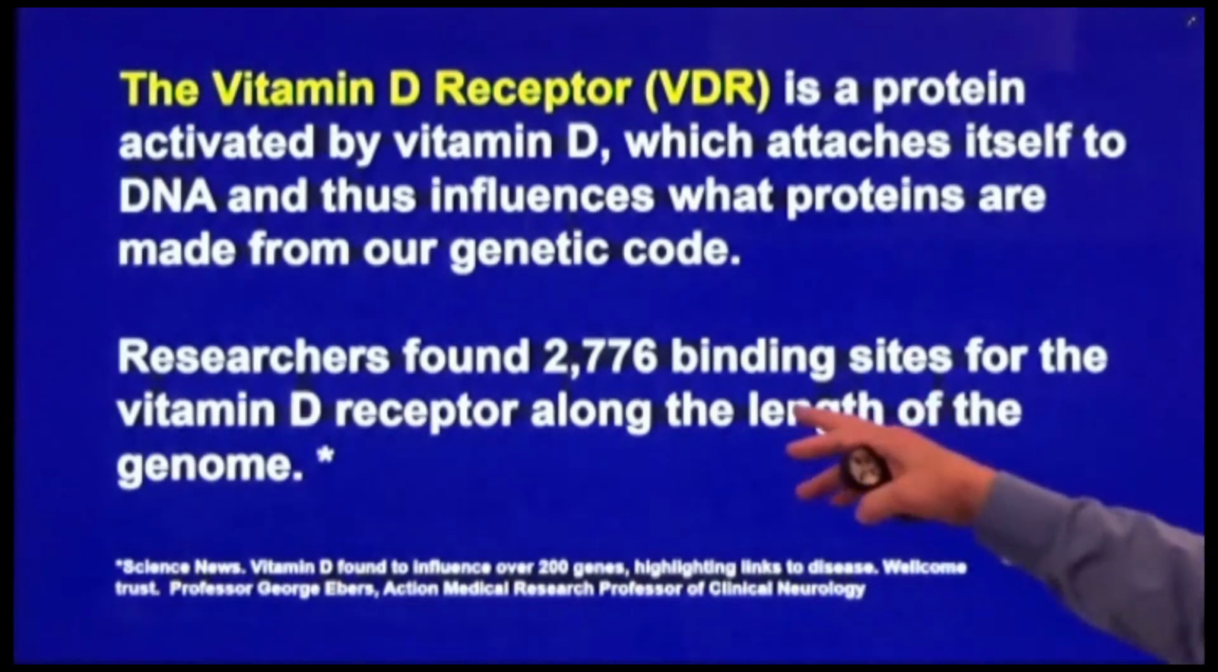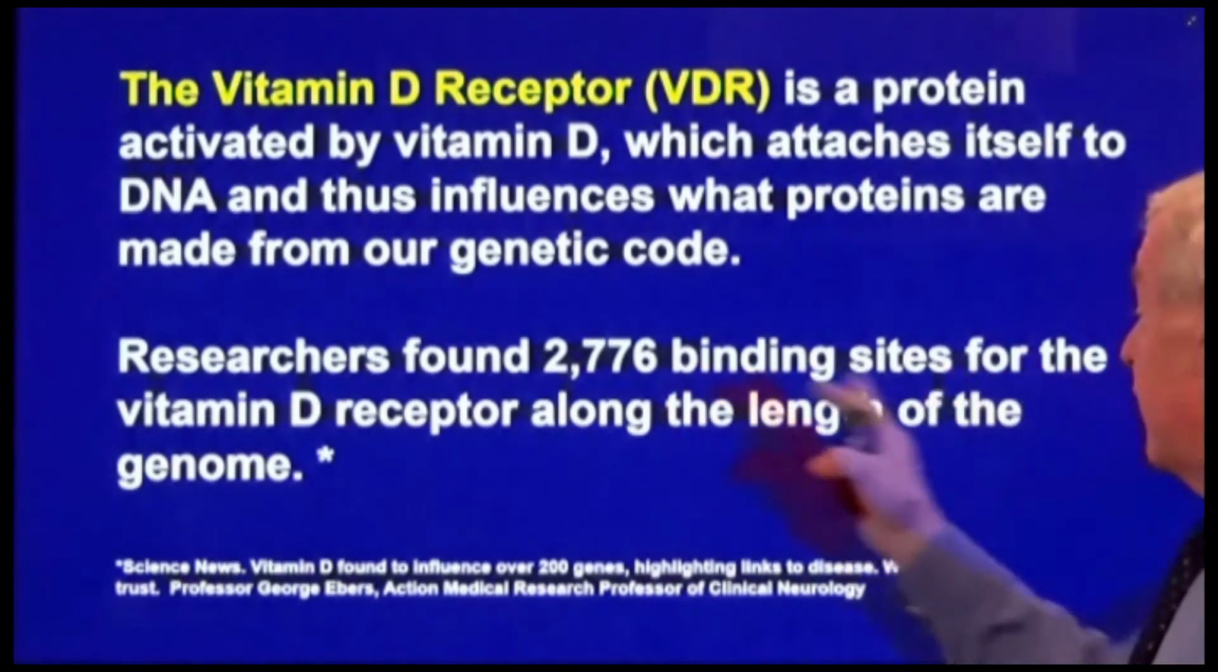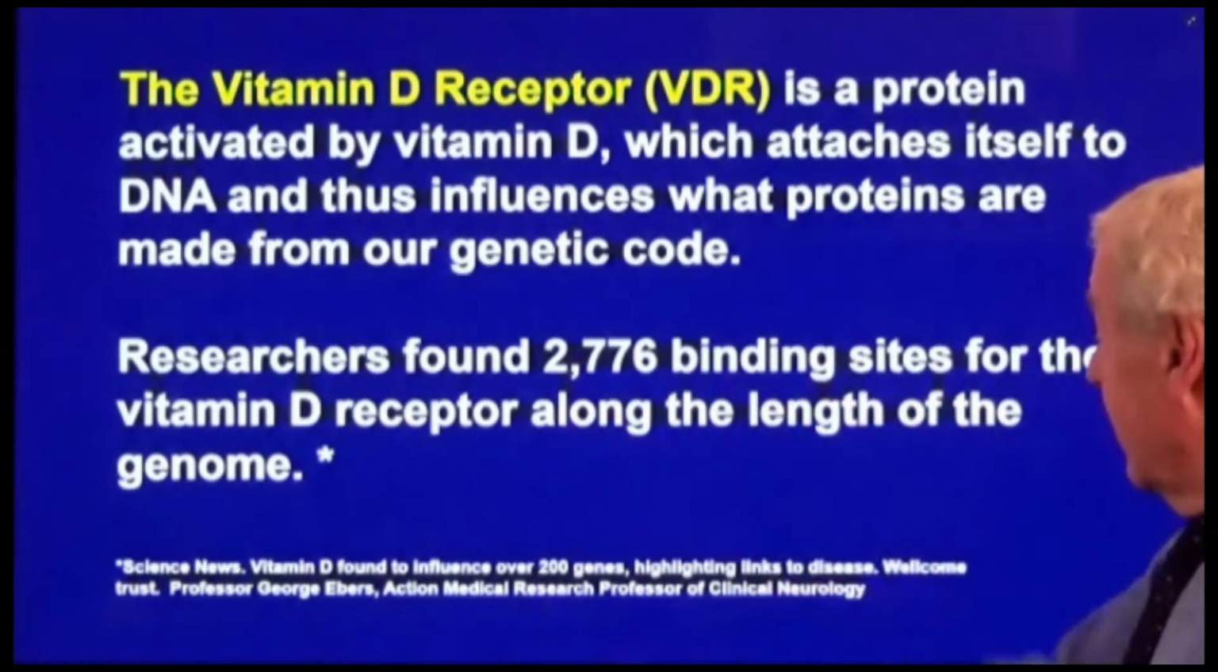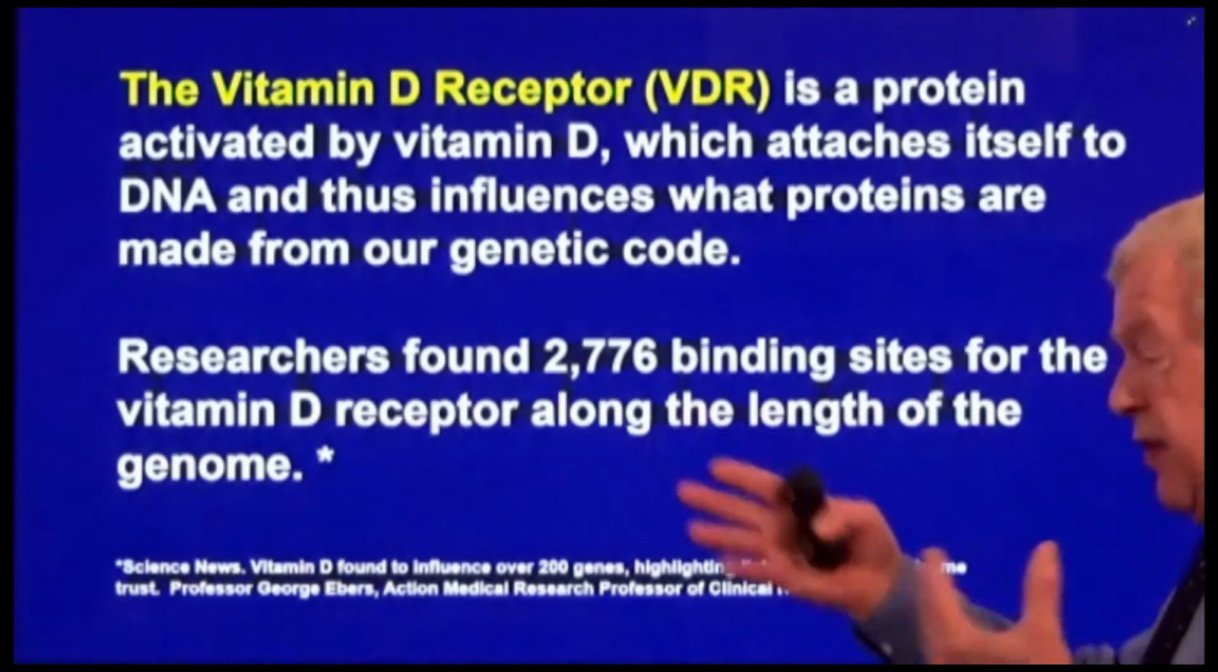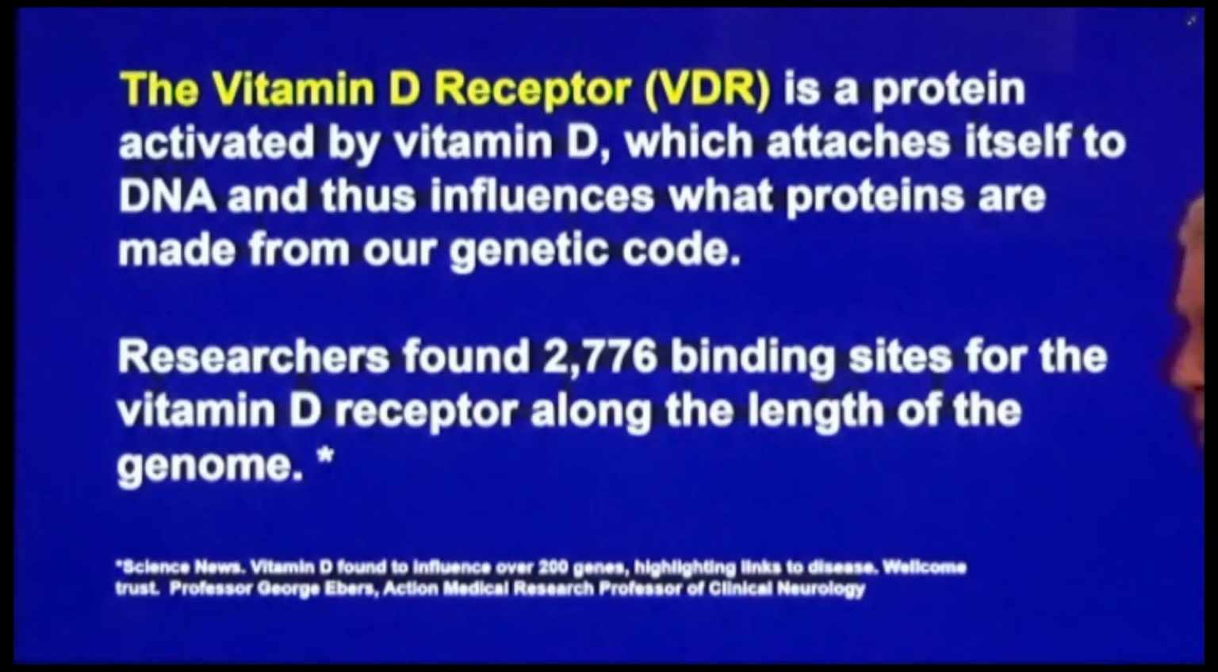Researchers found 2,776 binding sites for the vitamin D receptor along the length of the genome. So vitamin D is far from just associated with blood calcium levels, with many different functions and many proteins which are dependent upon adequate amounts of vitamin D. And the question is, the intake may be fine, the exposure to sunshine may be fine, but there may be a problem with the vitamin D receptor.